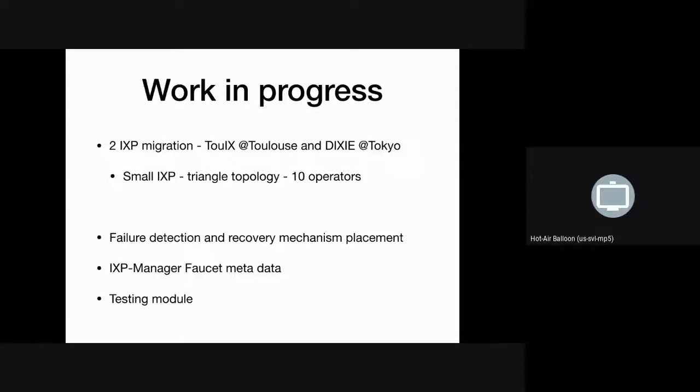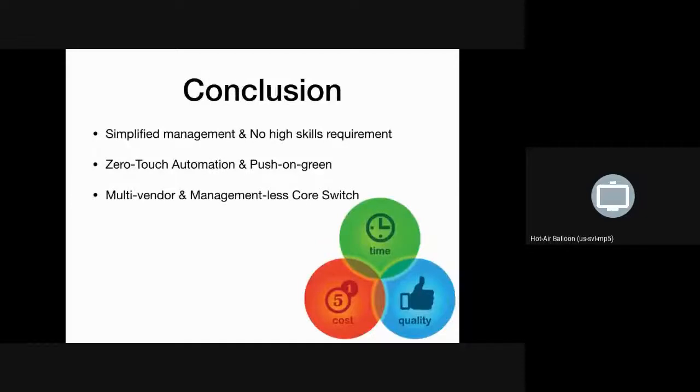Then we still have to work on the failure detection recovery mechanism placement and the IXP Manager Faucet metadata that is missing. We had to insert it manually on the MX graph, but we want to do that directly linked into another separate, maybe database, with pre-provisioning information for the OpenFlow part. Then finish developing the testing modules itself.